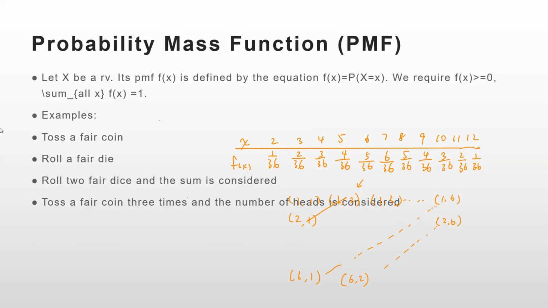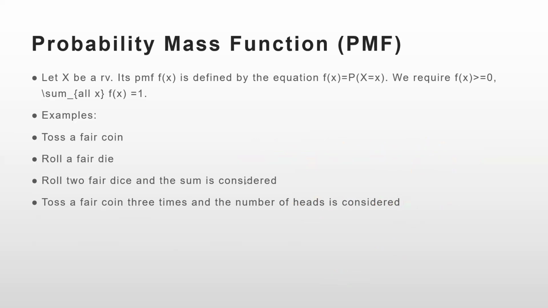Next example. Toss a fair coin 3 times, and the number of heads is considered. So the random variable is the number of heads in 3 tosses. So we have 0, 1, 2, 3. This is our x. And we try to figure out the probabilities. So 0 heads, that means all tails. It's a fair coin, all tails, tail, tail, tail. The probability would be 1/8.